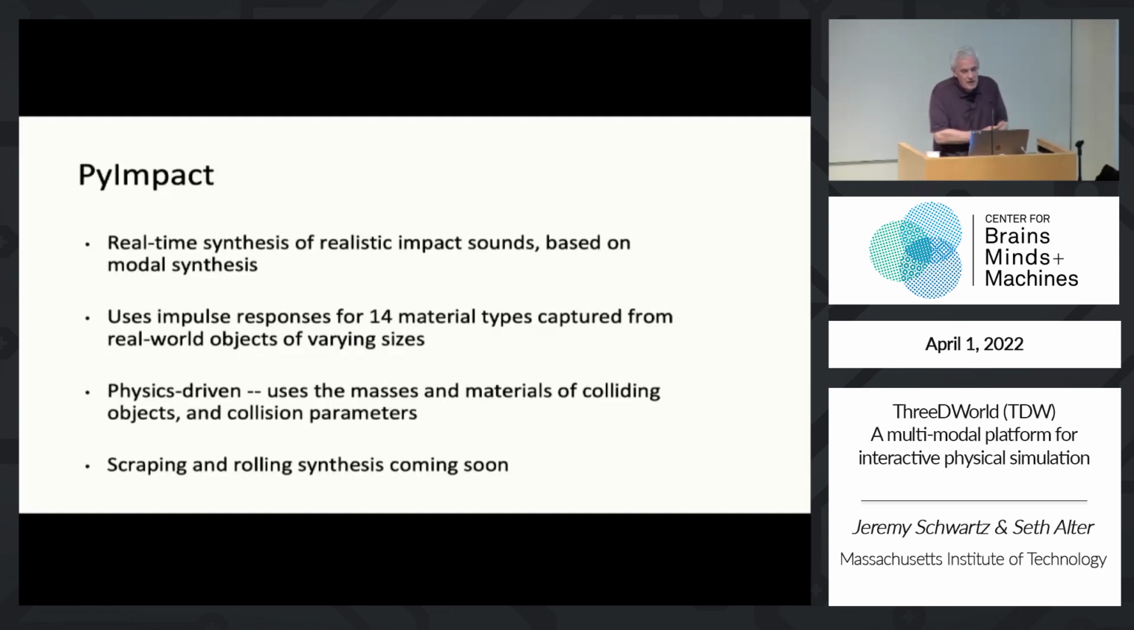However, TDW's advanced physics-based synthesis of impact sounds is really the standout feature. TDW's PyImpact Python library, developed in collaboration with James Traer from the McDermott Lab, uses modal synthesis to generate plausible, realistic impact sounds in real time based on the masses and materials of colliding objects, as well as parameters of the collision, such as object velocity and angles of impact returned by the build. PyImpact currently supports 14 material types, including metal, glass, ceramics, soft and hard plastic, cardboard, stone, and others. So let's look at and listen to some examples.